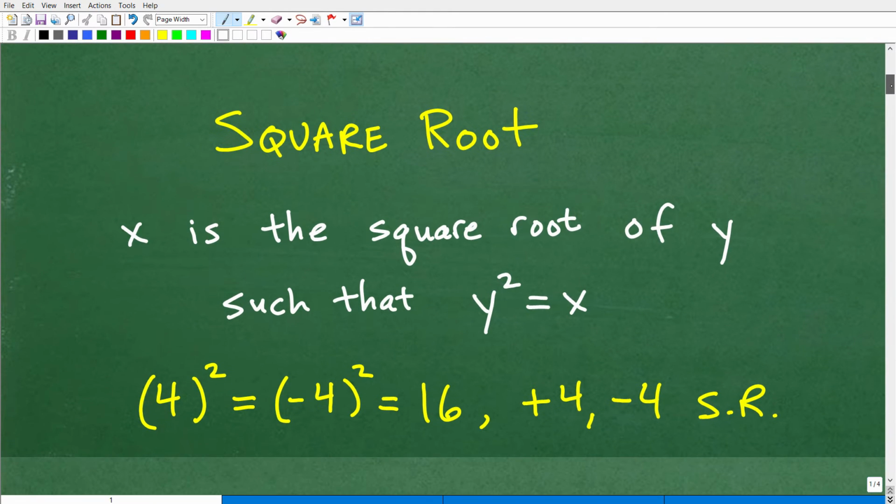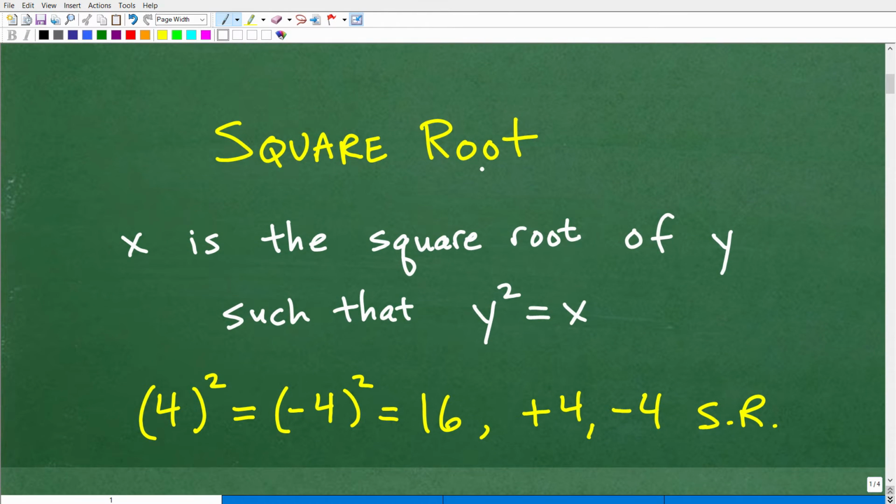All right, so let's talk about this word square root. Okay, we do use it pretty frequently in mathematics, but here is the technical definition of a square root. I'm going to just read it to you, then we'll look at an example. x is the square root of a number y such that y squared is equal to x. Okay, so what are we talking about here? Well, x is the square root of y such that y squared is equal to x.